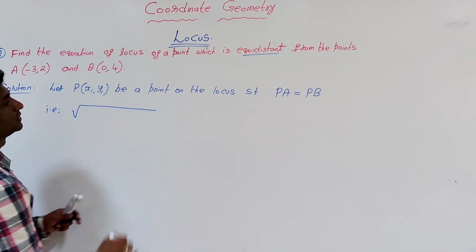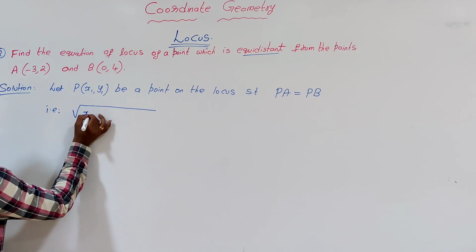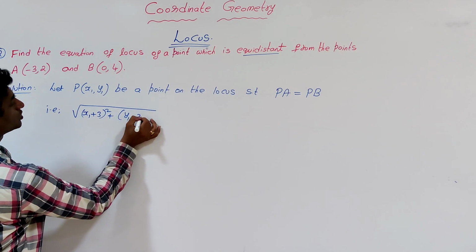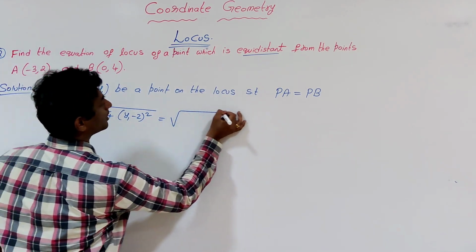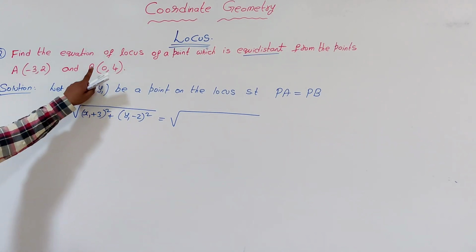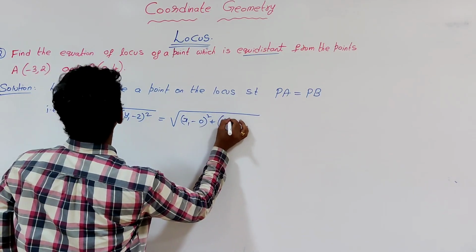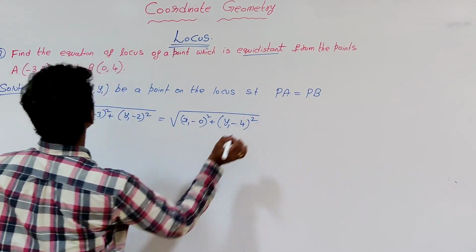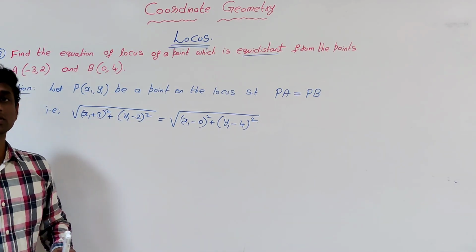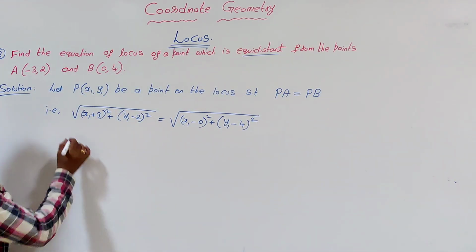Square root of (x1 + 3) whole square plus (y1 - 2) whole square, the distance from P to A, is equal to square root of (x1 - 0) whole square plus (y1 - 4) whole square, the distance from P to B. In order to remove the square roots, we can square both sides, or directly, as PA is equal to PB, PA square is equal to PB square.